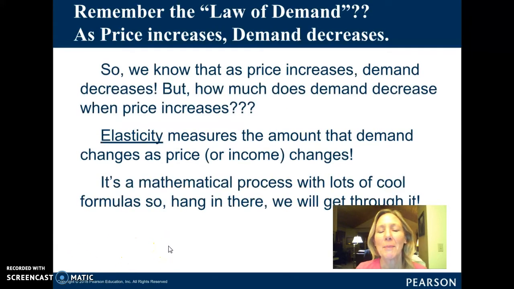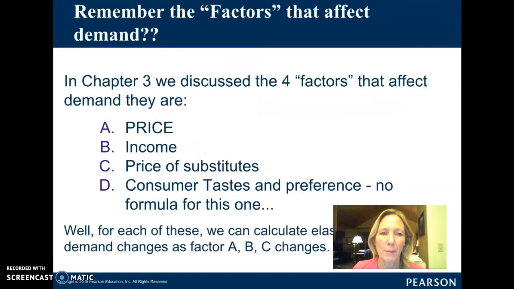Anyway, so let's think about what we've got with elasticity. If you remember the law of demand, as price increases, demand decreases. Elasticity measures the amount that demand changes as price or income or any other variable that affects demand changes. We know that when price goes up, demand goes down. Elasticity measures how much demand goes down. So we're going to learn a lot of very interesting formulas.